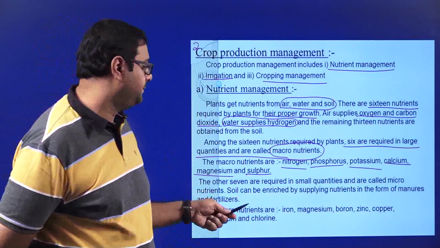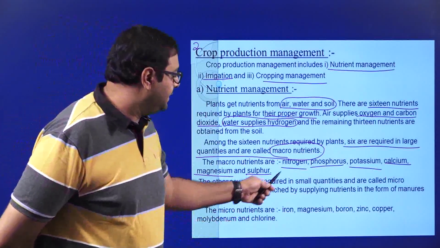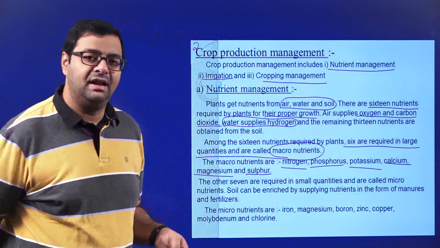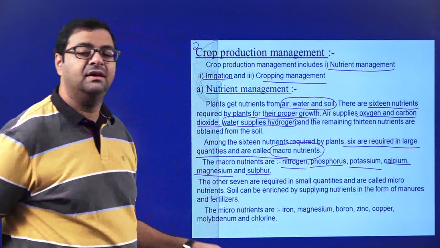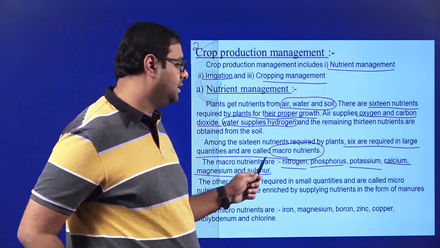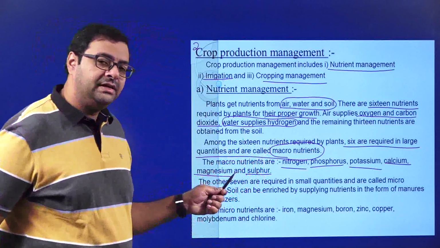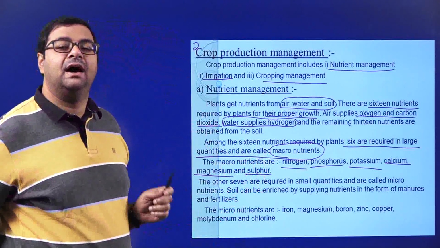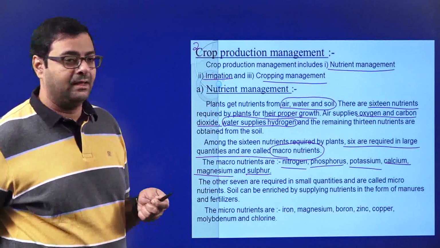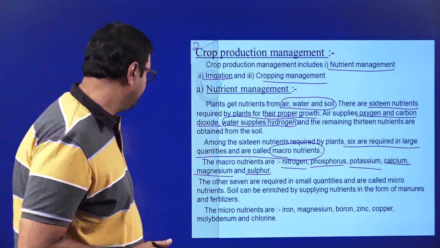Now soil can be enriched by supplying nutrients in the form of manures and fertilizers. Manures and fertilizers we'll look at in the later part of this topic. Macronutrients and micronutrients, both are required by the plant for its effective growth.